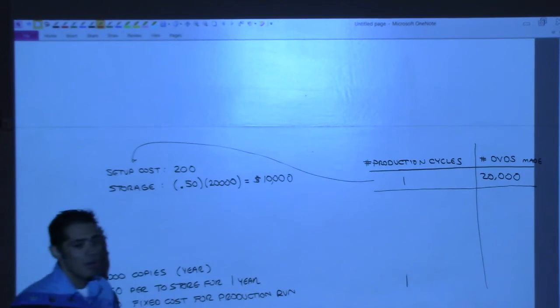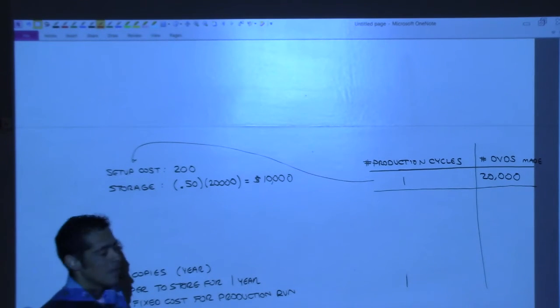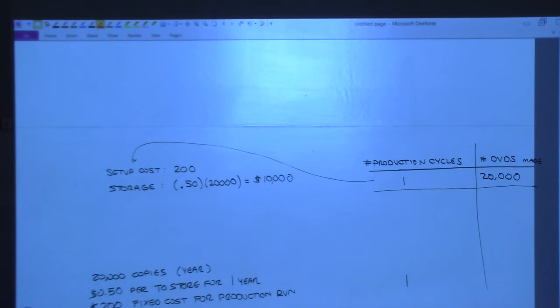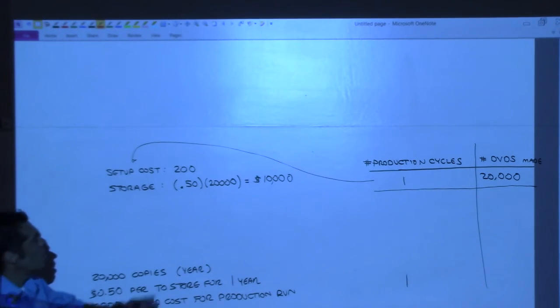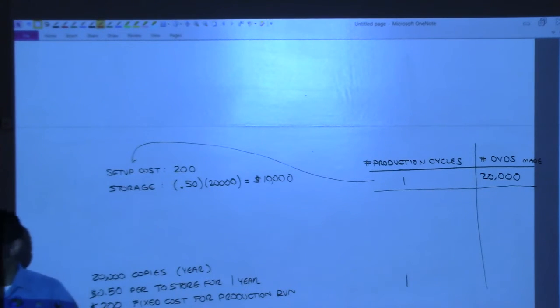Okay? So if I go and store this, I make 20,000 in one run, then it's going to cost me 50 cents to store them for a year. But this is wrong. I want you to think about why that's wrong. I'm going to be selling the DVDs throughout the year, right? So what we have to assume with an inventory control problem, this is kind of an important little asterisk next to the problem, is that these things will be sold at a constant rate.